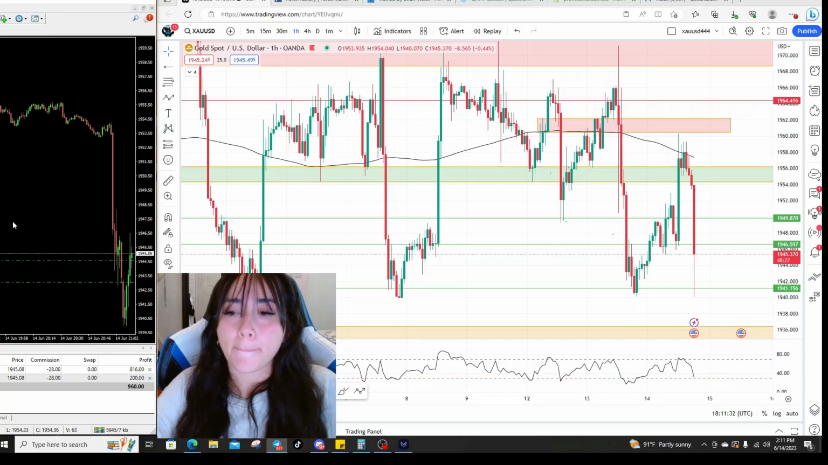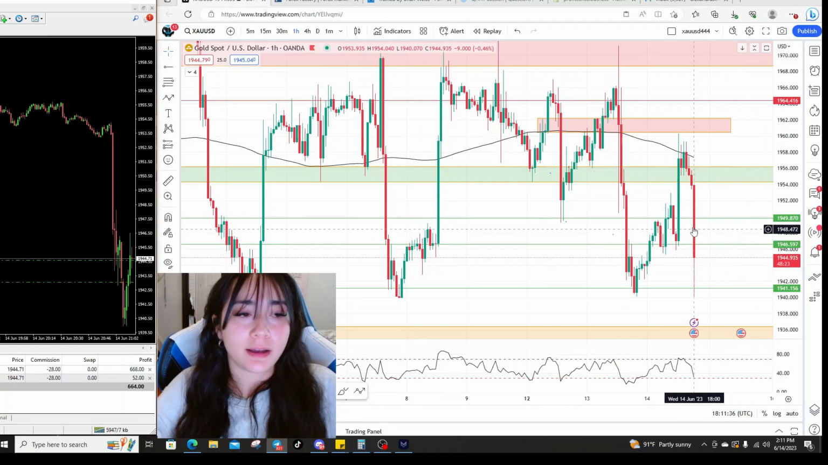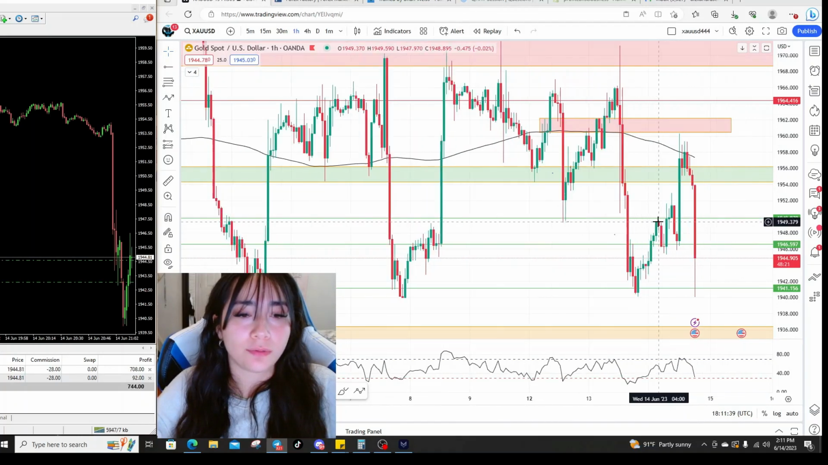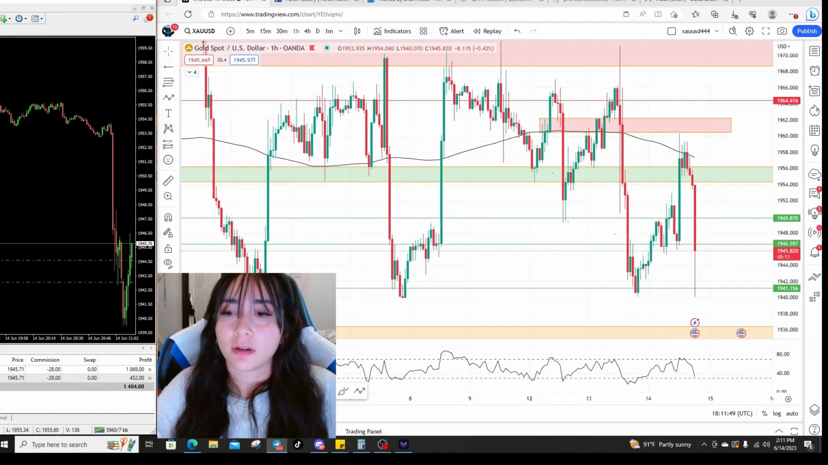All right. So basically I'm aiming into the rejection levels that we are under that might help price push down again. Right, so this one and this one. All right, so we're pumping here, pumping here. Let's get that first TP at 1947.